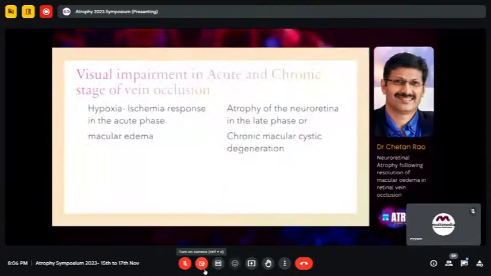We all know that in the immediate aftermath of a vein occlusion, we see macular edema causing vision impairment. However, we will see in the subsequent slides that atrophy is due to apoptosis, and apoptosis in the retinal neurons starts immediately or simultaneously with the development of macular edema. Only late in the course of disease do we see retinal thinning due to atrophy.